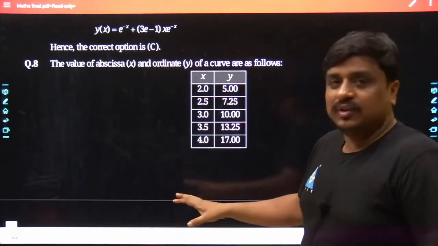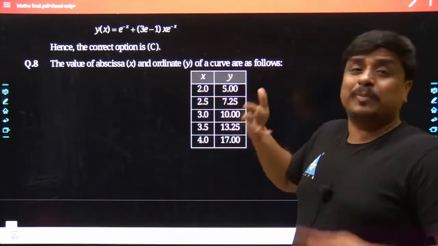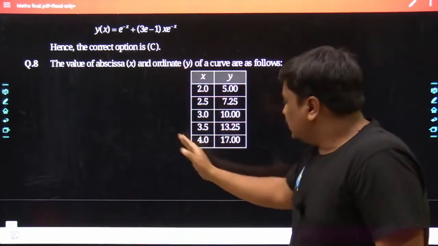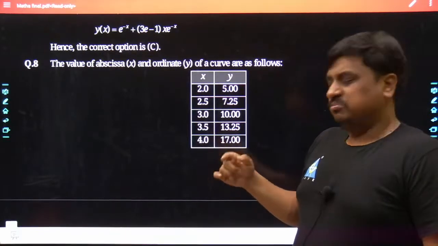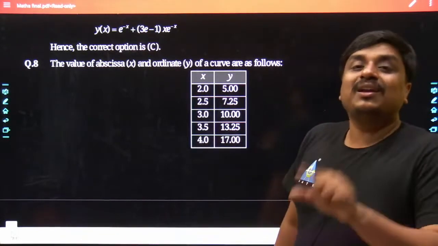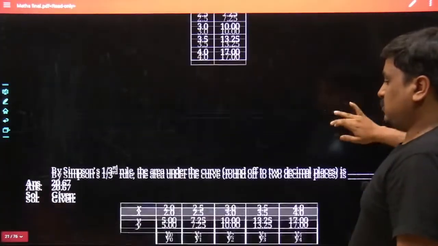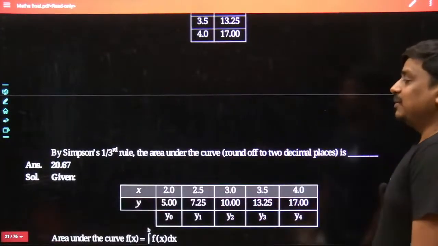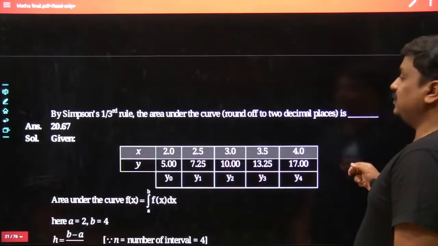Anyways, I did not see what the question was, which particular concept it was based on, but by watching this table itself, I could have figured it out. Yes, this problem would be related to numerical integration. Let me see whether it was the same or not. Yes. By Simpson's 1/3 rule, the area under the curve rounded to 2 decimal places is.